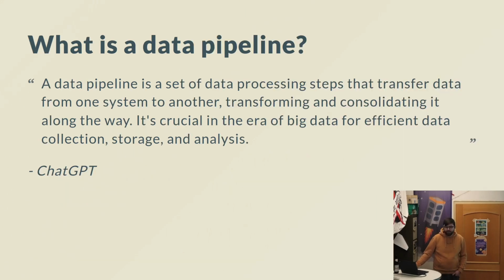So what is a data pipeline? The great philosopher ChatGPT once said, a data pipeline is a set of data processing steps that transfers data from one system to another, transforming and consolidating it along the way. And that's generally it. You're moving data from A to B, applying some kind of transforming operation, and then also minifying the data set. This is where this term like MapReduce comes from, which is used a lot in data engineering.